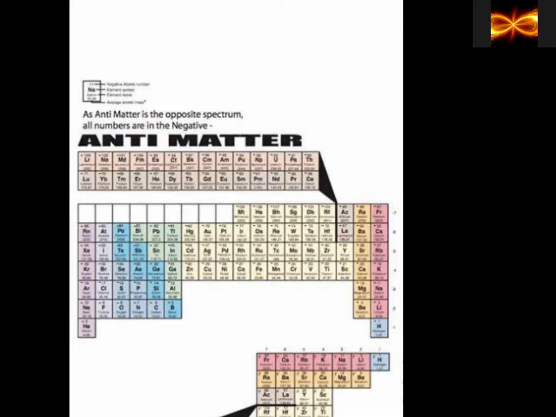So you can scratch out the word anti and replace it with the word dark, because the energies that we're working with here, we can't see. It's not visible to our eyes. And that's the definition of dark matter.